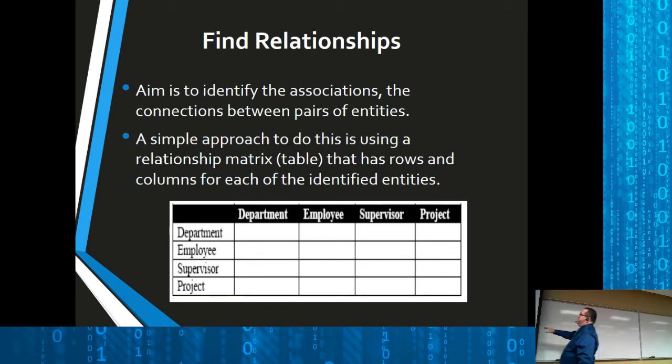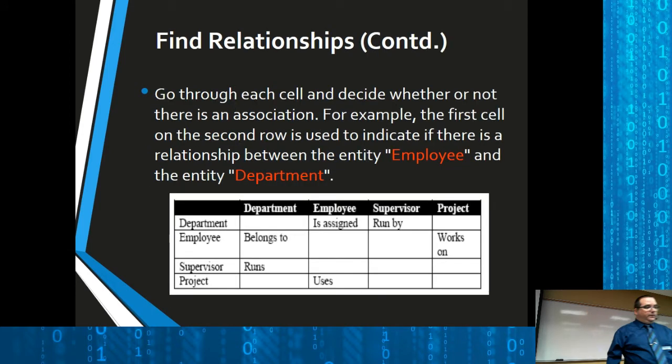So, if you use a relationship matrix like this, essentially what you do is you draw each of the different entities I've identified going up and over, and then you start filling them in based on the sentences that were identified. Now, a department, if you go across, obviously, it's not self-related. An employee is assigned to a department. A department is run by a supervisor. An employee belongs to a department, and an employee works on a project. A supervisor runs a department, and a project uses an employee.